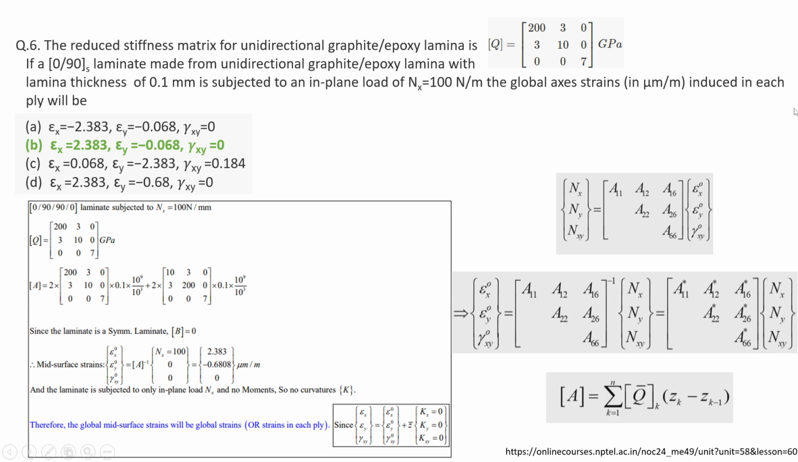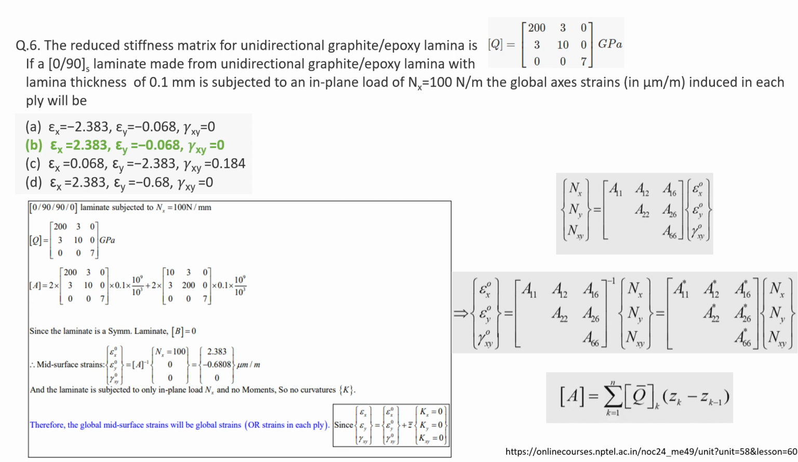Okay, so now we have the reduced stiffness matrix for both 0 and 90 degree. Now we have to find the A matrix, because we are given the in-plane load Nx value, and we have to find the strain. As they are not talking about any curvature, we assume there is no curvature, so the K value will be 0. So the load will be equal to the A matrix times the mid-plane strains.